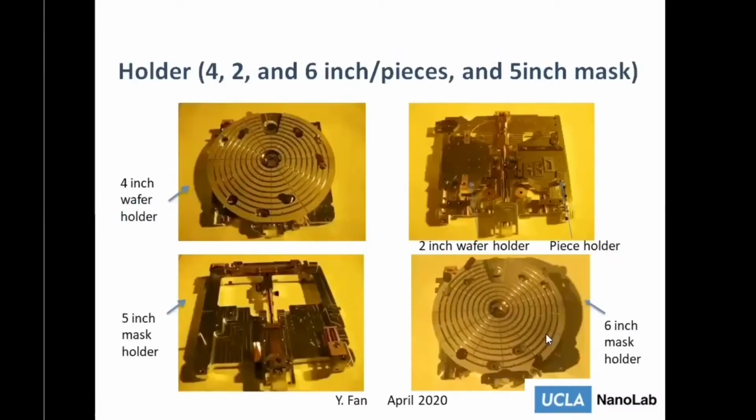Next one, here are the holders. You might be interested. I think that's by now all the holders we have here. This one is a 4-inch wafer holder. This is a 6-inch wafer holder, mostly very similar. Here, on this plate, there are 2 different holders. The left side is a 2-inch wafer holder. We can just mount a 2-inch wafer here. And the right side is for the piece holder. We can mount different kinds of pieces here.